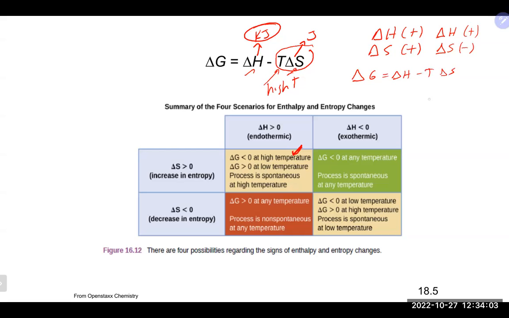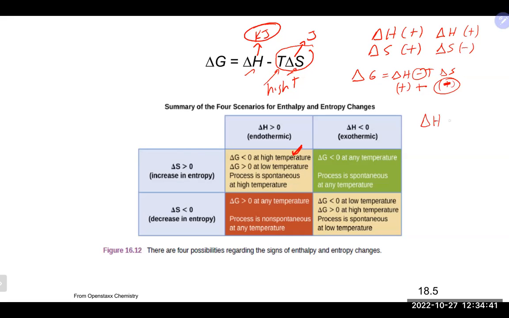So our delta S here is positive. So this guy is positive. This guy is negative. And our delta H is positive. This negative will turn this negative into a positive. So no matter what temperature you throw at it, you're always going to end up with a positive value for delta G at any temperature, which means the reaction will be non-spontaneous at any temperature you throw at it because of that negative delta S. Any questions on that one there?